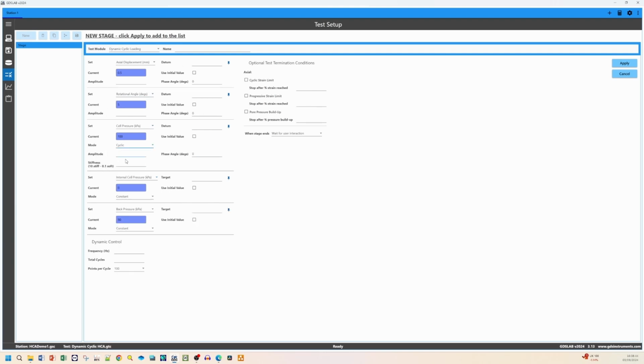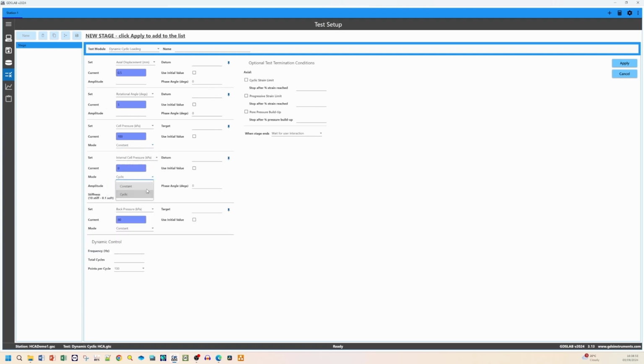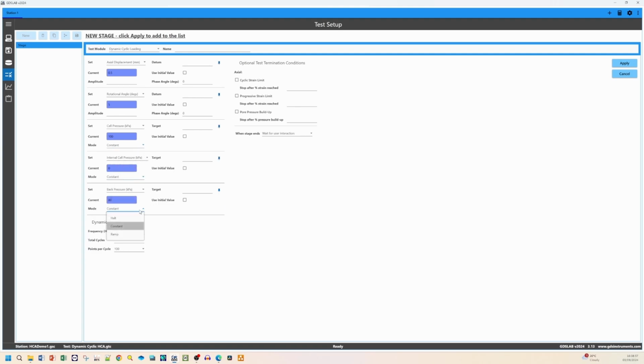You also have your error conditions where you have dynamic cyclic strain limits and progressive strain limits, which are similar to those used in triaxial tests, but they focus on the vertical axes. You also have the pore pressure build-up limit, which ensures that the test stops if the pore pressure becomes too high, similar to safety limits in triaxial testing.